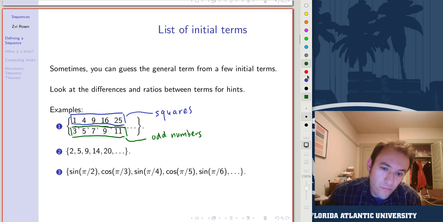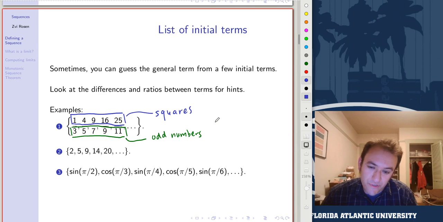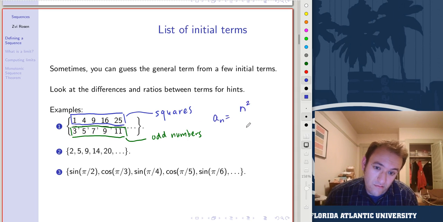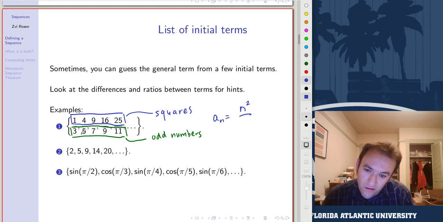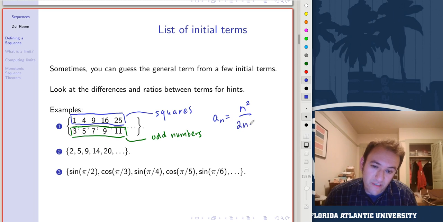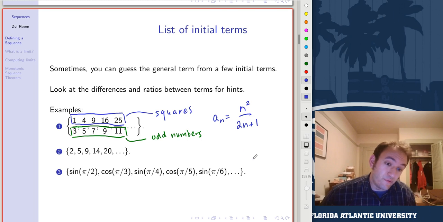So if I want a formula for the general term, I'm going to put the appropriate square in the numerator, and in the denominator, I'm going to put a formula for odd numbers starting with 3, and that would be given by 2n plus 1. Because when I plug in n equals 1, I get 3. And then plugging in n equals 2 gives 5, etc.